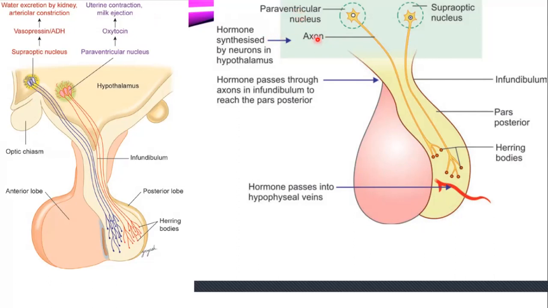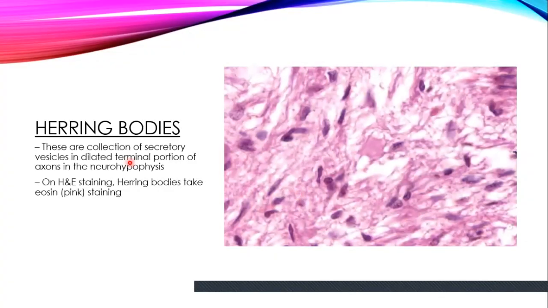As shown here, the hormone is synthesized in the neuron in the hypothalamus. The hormone passes through the axon in the infundibulum to reach the pars posterior or pars nervosa. Then, once needed, the hormone passes into the hypophyseal veins. Herring bodies are collections of secretory vesicles in the dilated terminal portion of the axon in the neurohypophysis. Here is a Herring body. And these nuclei are the nuclei of the supporting cells of the neurohypophysis, known as the pituicytes. But this is a Herring body.